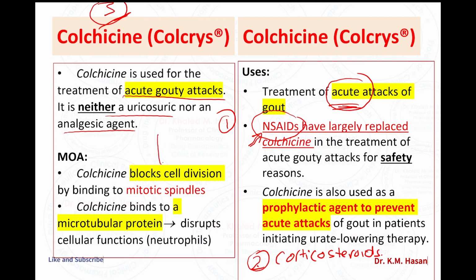Colchicine mechanism of action: it blocks cell division by binding to the meiotic spindle. As we mentioned here, we use it for acute gouty attack. Sometimes if the patient takes allopurinol, the patient may suffer from an acute attack, so we use colchicine with allopurinol to prevent acute gouty attack.